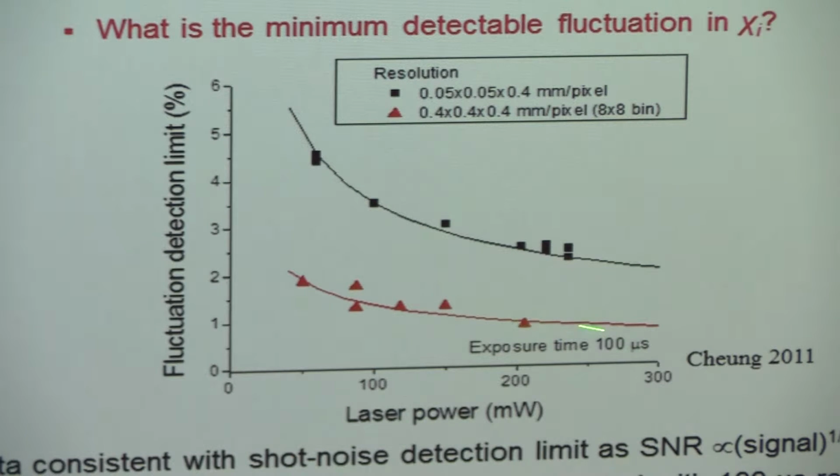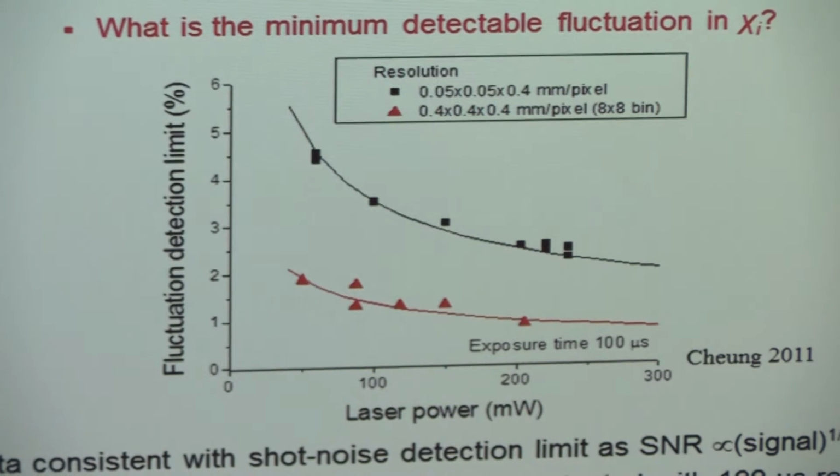So the point was, with an exposure time of 100 microseconds, so if you're willing to integrate the signal over 100 microseconds, which is still a short time, and if you're willing to live with 0.4 millimeters by 0.4 millimeters by 0.4, we actually can detect 1% fluctuation. So that's still pretty good. So sometimes you design an experiment to be compatible with the capabilities that you've got. That's still a pretty small region.